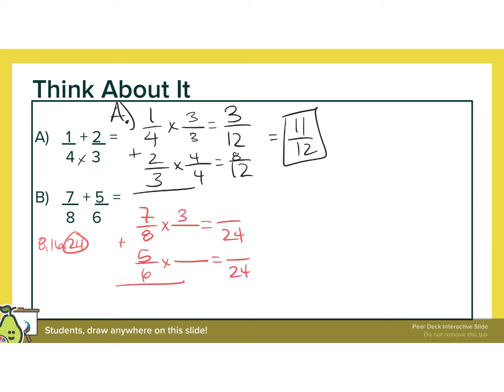8 times 3 is 24. 7 times 3 is 21. 6 times 4 is 24. 5 times 4 is 20. And 21 plus 20 is 41/24. Remember, I told you you could leave it like that.